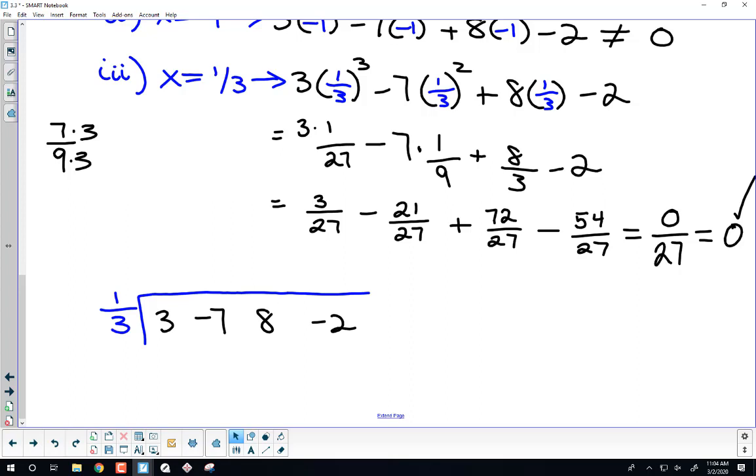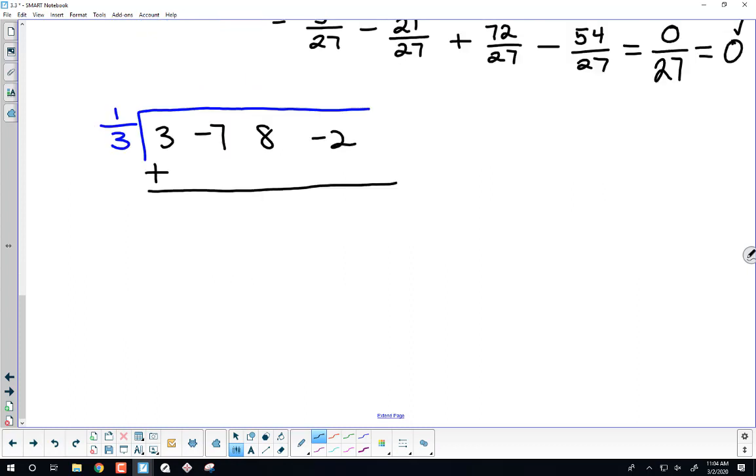All right, so now we start the process of synthetic division here. Addition above the line. Drop the 3. Multiply 3 and a third. 3 times a third is 1. Plus 7, or sorry, plus negative 7 is negative 6.